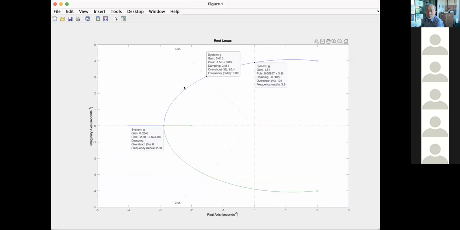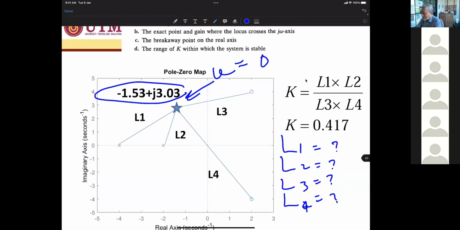Lambat ni. Wah, 0.415 kan? 0.415. Kau tidur ke? Pening sikit sebab saya ingat. Macam tidur je. Lambat jawab. 0.415. Ni 417. Lebih kurang je.